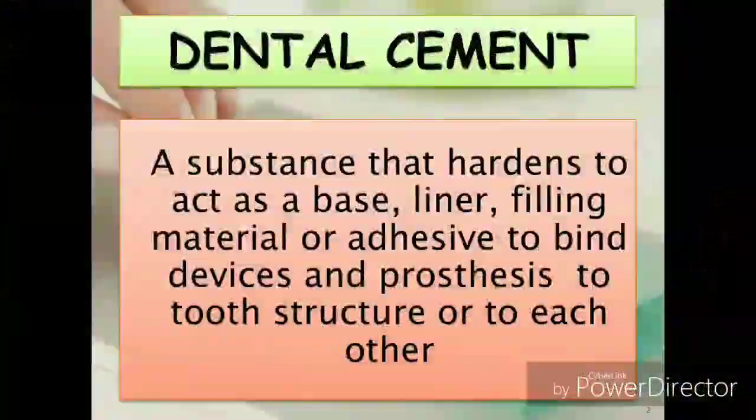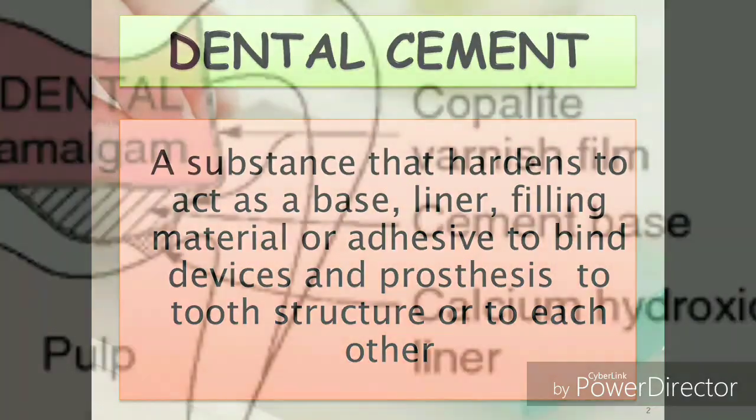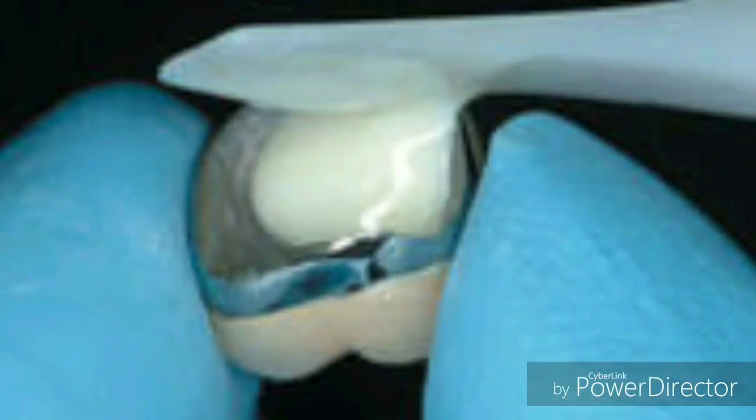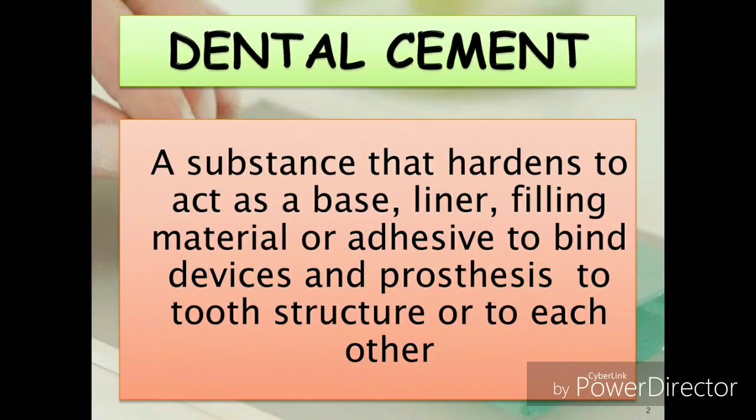Dental cement is a substance that hardens to act as a liner, base, varnish, or as a luting material for the cementation of different prostheses, either with the tooth structure or with each other. So it can be used for a variety of applications in clinical dentistry.